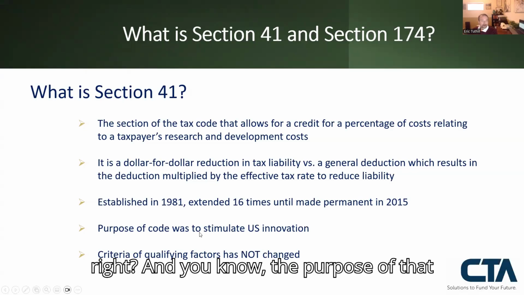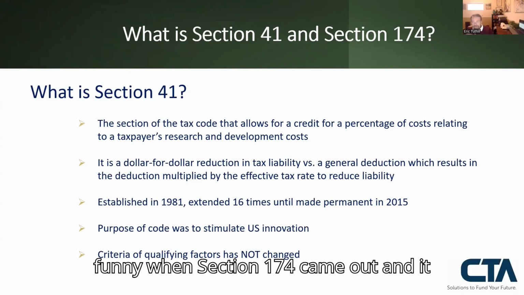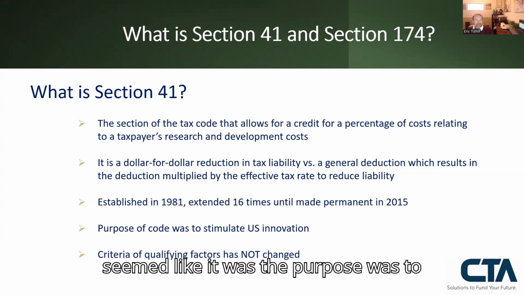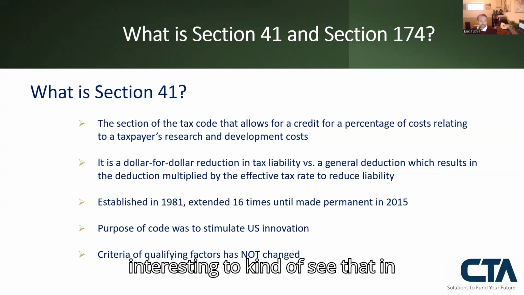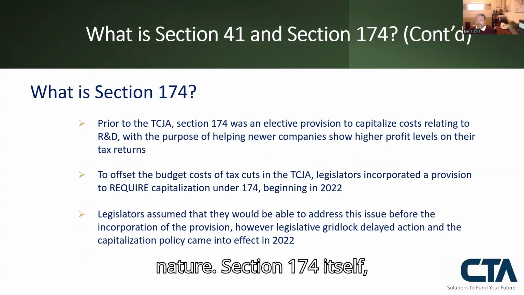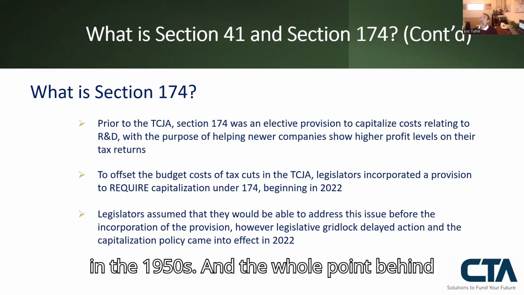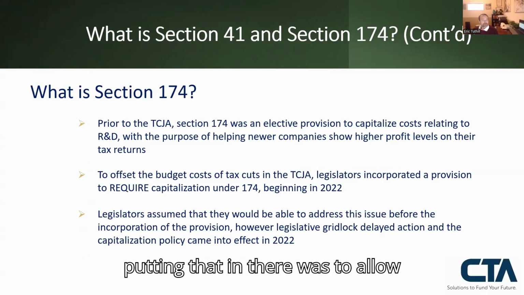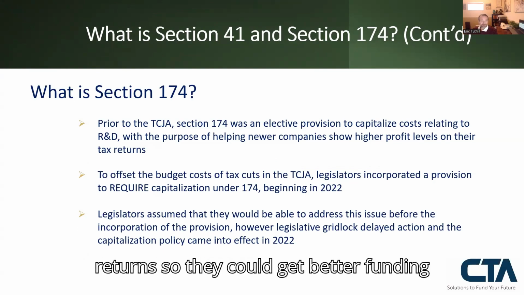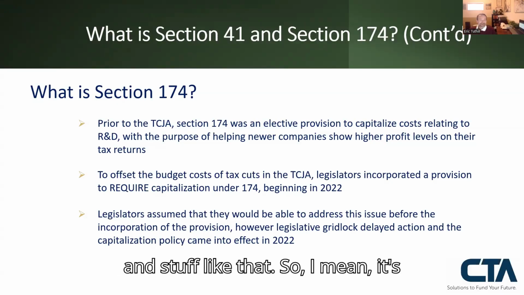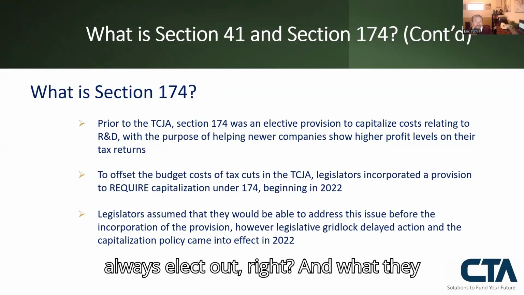And the purpose of that code in general was to stimulate U.S. innovation, which is what made it so funny when Section 174 came out, and it seemed like the purpose was to stifle it a little bit. So it was interesting to see that. Section 174 itself was actually built into the tax code in the 1950s, and the whole point behind putting that in there was to allow companies in startup phase to show higher income on their income tax returns so they could get better funding and stuff like that. So it's kind of funny that it was built in there, but you could always elect out, right?